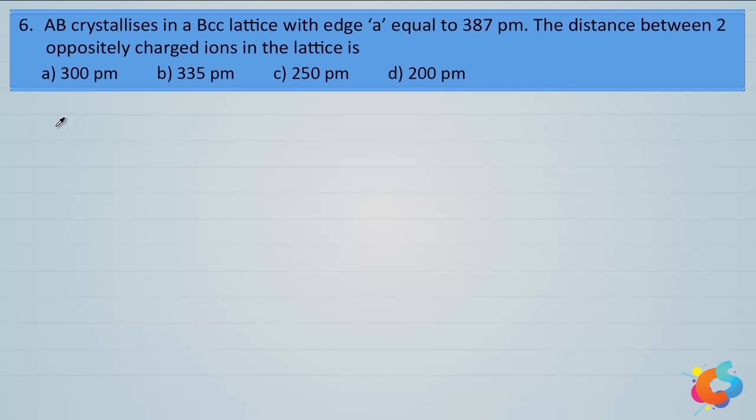The next question is, AB crystallizes in a BCC lattice with edge length A equal to 387 picometer. The distance between two oppositely charged ions in the lattice is, the given options are option A 300 picometer, option B 335 picometer, option C 250 picometer, and option D 200 picometer.